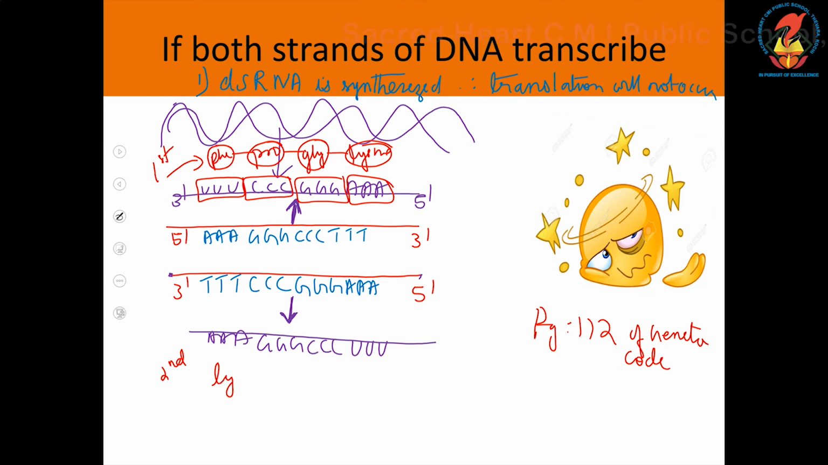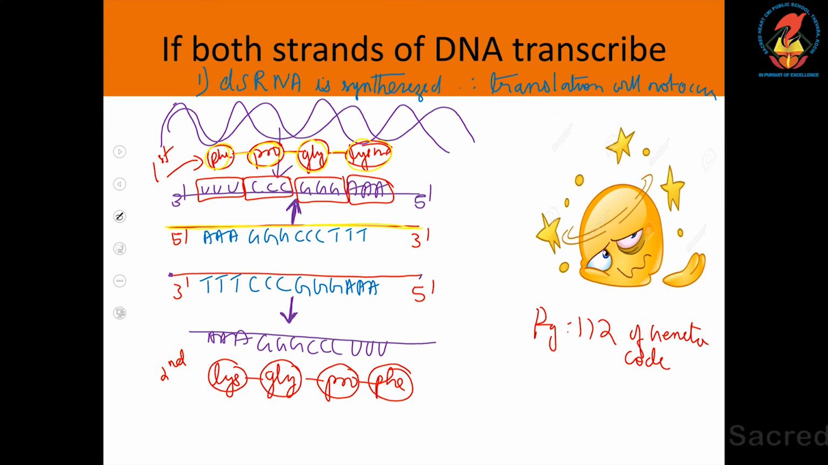Okay. For A, it is lysine. For G, it is glycine. For C, it is proline. And for U, it is phenylalanine. Now look at the two proteins. All of you focus on the two proteins. The protein produced by one strand which is running in the 5 prime 3 prime direction, and the protein synthesized by the second strand, the strand which is running in the 3 prime 5 prime direction.